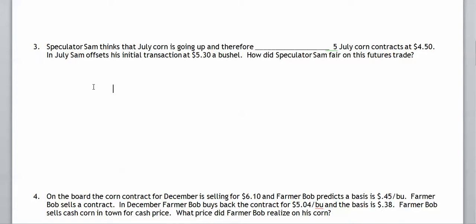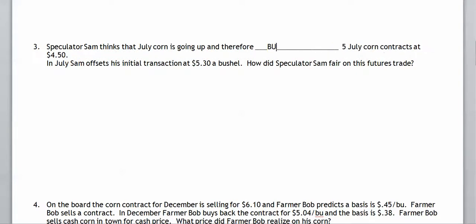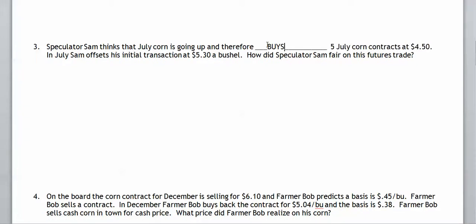Okay, speculator Sam thinks that July corn is going up and therefore blank 5 July corn contracts at $4.50. Well, if we think corn's going up, we're going to buy today. We're going to buy contracts in hopes that they go up.